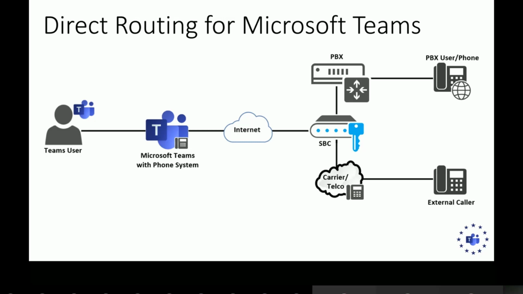So what happens in this case is when an external caller calls in, the number hits the telco or carrier. That goes to wherever the number lives, which might be an ISDN or SIP trunk. That's plugged into an SBC. Then the SBC has some routing logic that says if it's a Teams call, send it this way, down another SIP trunk, or if it's a PBX call, send it that way.